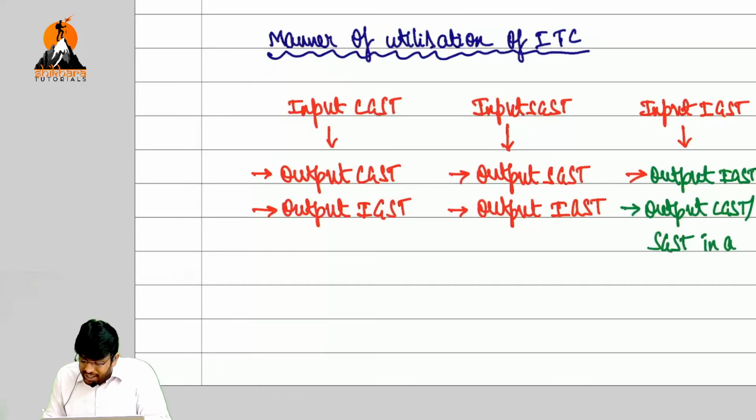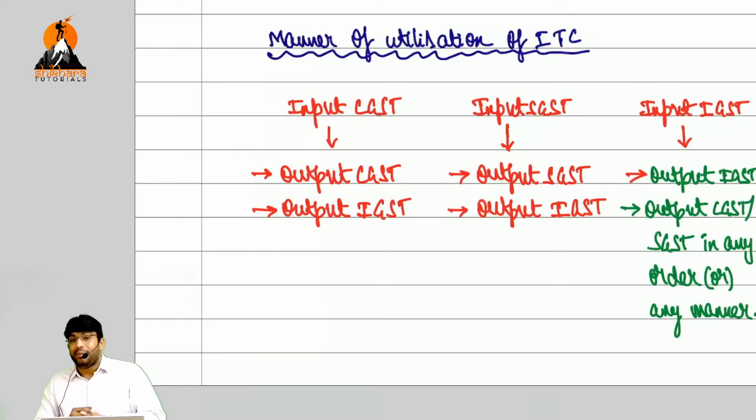CGST or SGST in any order or any manner. That is the beautiful point. Any order you know very well. But any manner is a beautiful point. Any manner means what? You can use half for CGST, half for SGST. 60%, 40%, use it. 90%, 10%, use it. 80-20, use it. 70-30, use it.